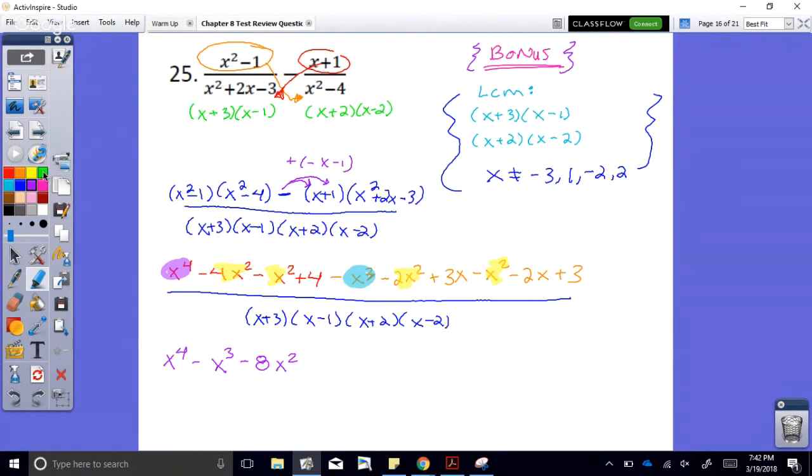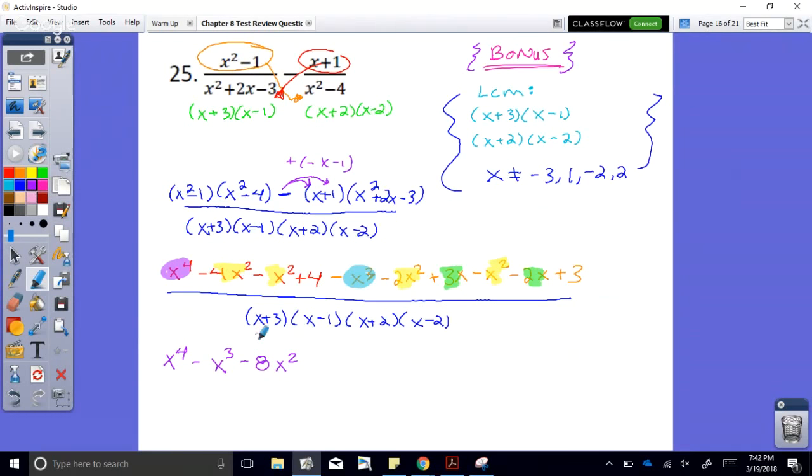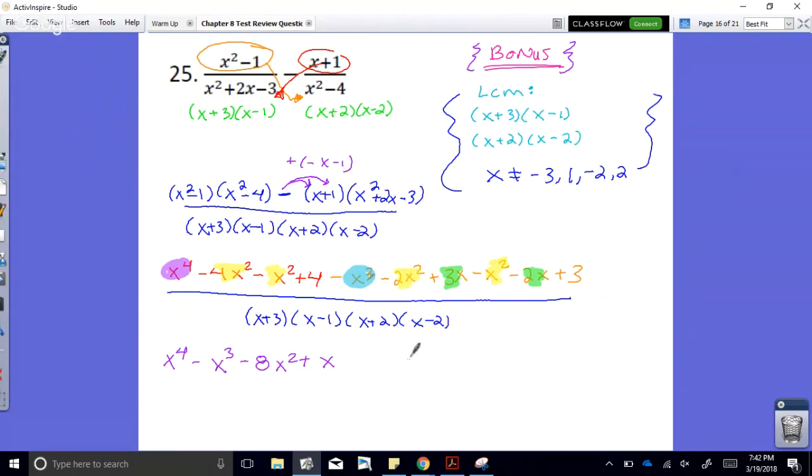I then, excuse me, have a 3x minus 2x, which would be a positive x. And then lastly, 4 plus 3, which would be 7. And since that does not factor cleanly, we would just leave it all over x plus 3 times x minus 1 times x plus 2 times x minus 2. But I think I typoed, and that would be my final answer because I do not think it was supposed to be this complicated. All right.